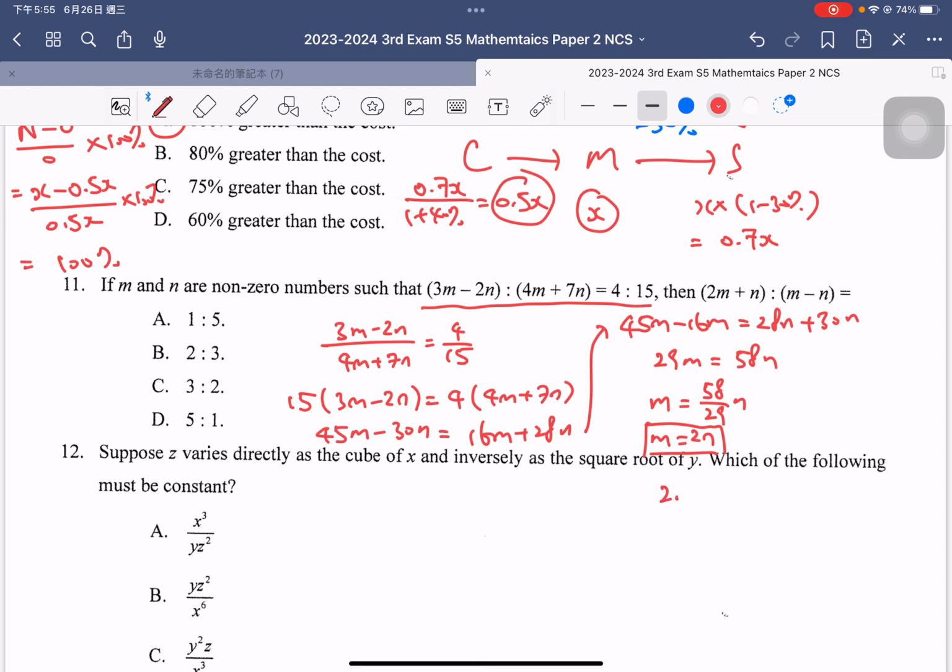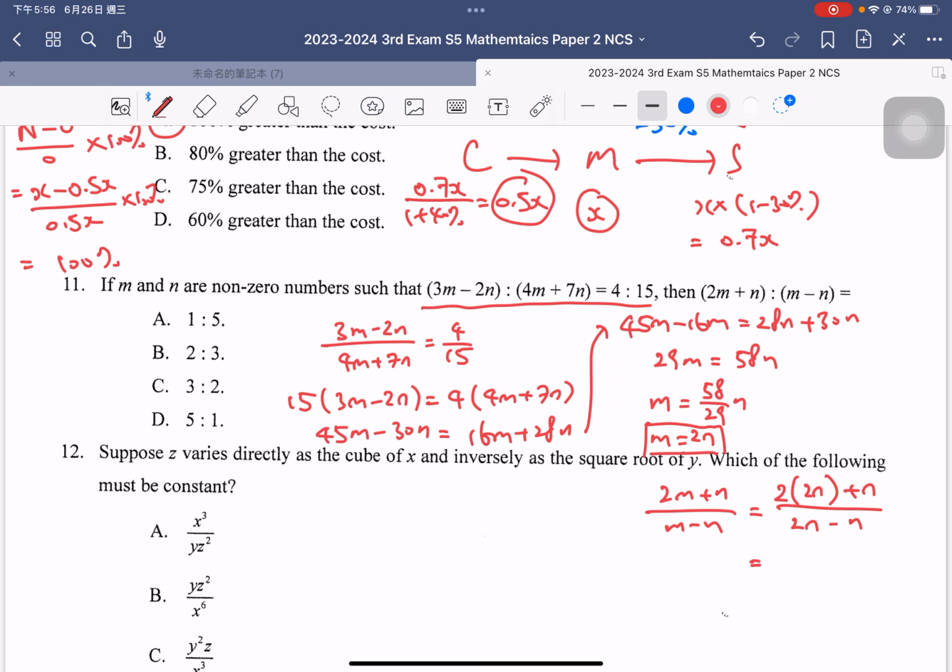So now I have 2m plus n divided by m minus n. So this is equal to, it seems like we have nothing to do with it, but from this condition, we have the relationship between m and n, isn't it? We can change every single m to become 2n. You can see there's an m, there's an m, so we can change them to become 2n. So 2 times 2n plus n divided by 2n minus n.